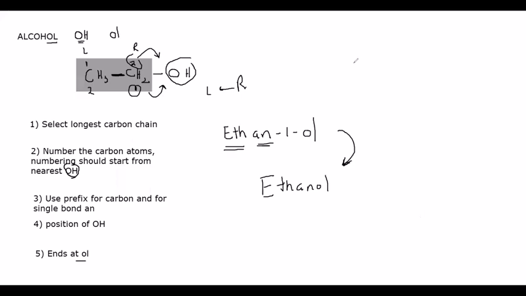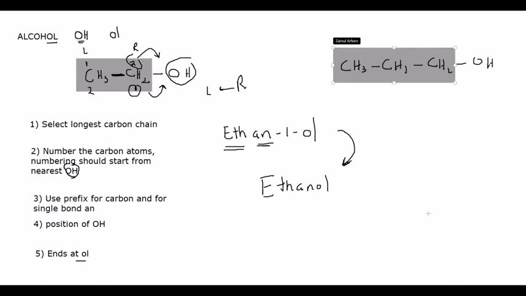Example, there are three carbon atoms: CH3, CH2, CH2, and OH. What is the rule for naming these alcohols? We select the longest carbon chain. This is the longest carbon chain. Then number the carbon atoms. If I number from the left hand side, 1, 2, 3, OH is coming with the third carbon.